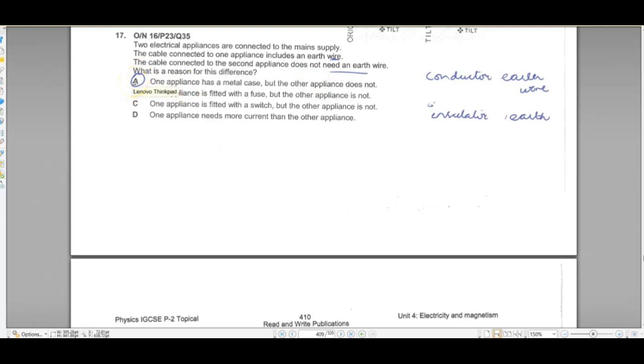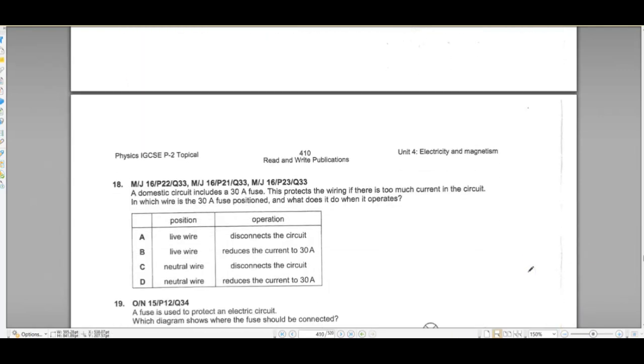It tells us that this one does not have a body that is made up of a conductor, so it doesn't require an earth wire. Okay. So question number 18.